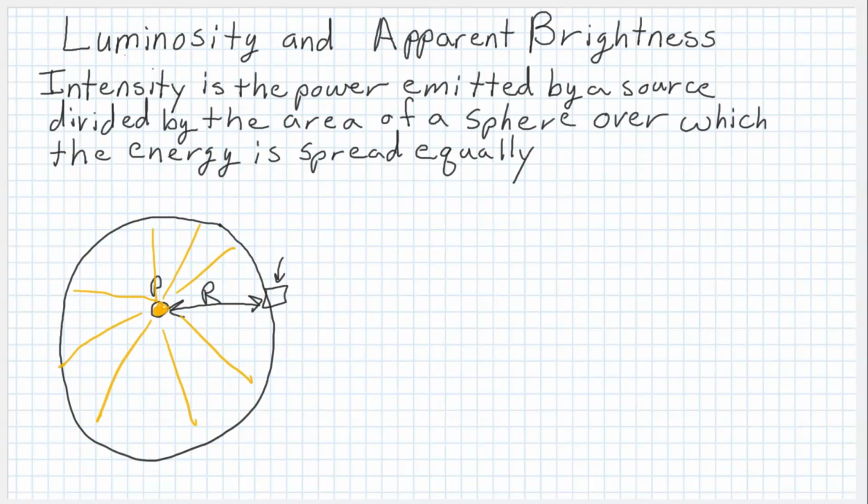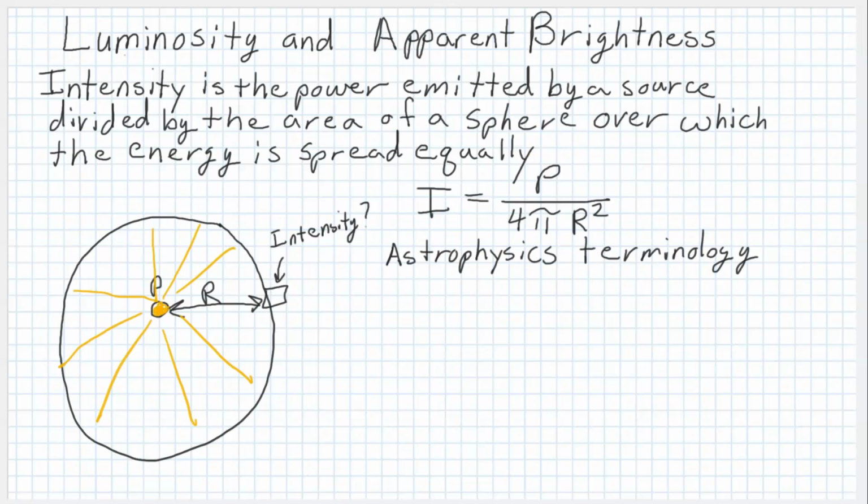If I wanted to make a measurement here of the intensity, I could use the equation you learned before. The intensity is equal to the power emitted by the star divided by 4 pi, the radius of our sphere squared. So the power divided by the surface area of our sphere gives us the intensity, or the power per area. In astrophysics, we're going to use the exact same equation, but with astrophysics terminology.